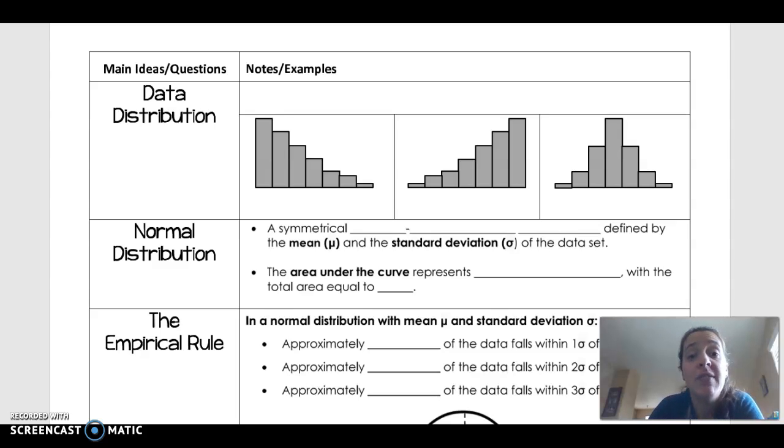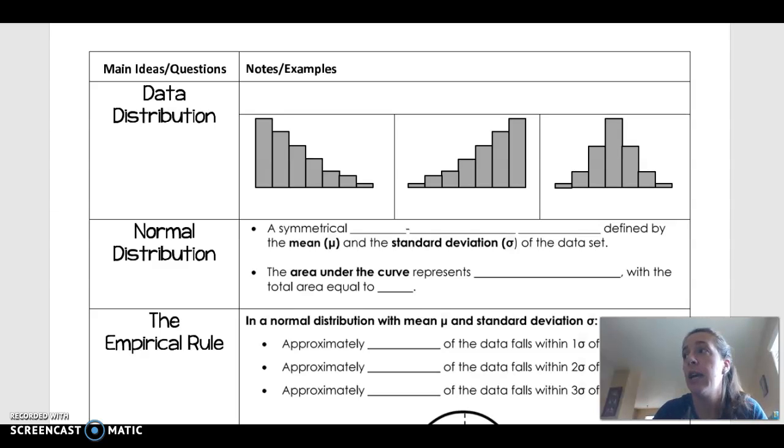Hi guys, in this video we're going to continue talking about those measures of central tendency, but really we're going to go a little bit further and start looking at how our data is distributed. So first you'll see we've got this data distribution. So what is data distribution?